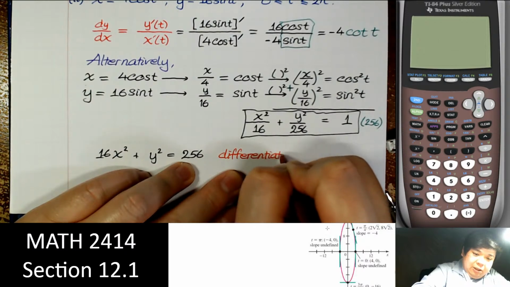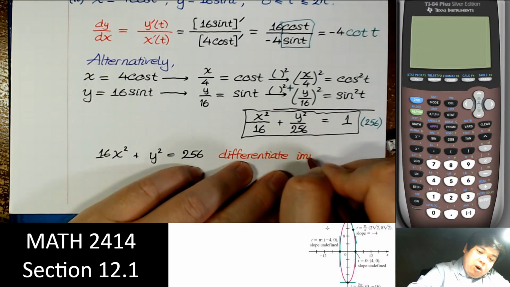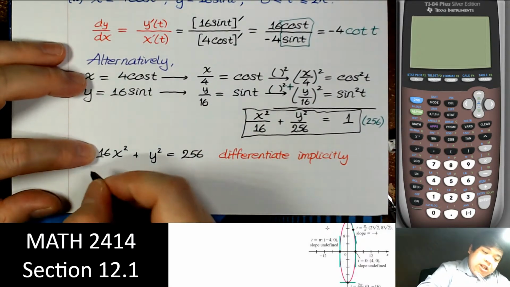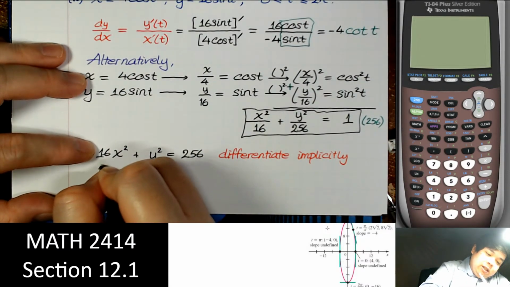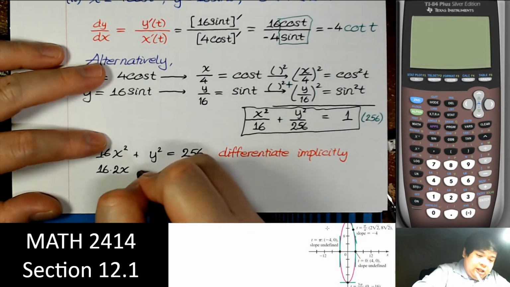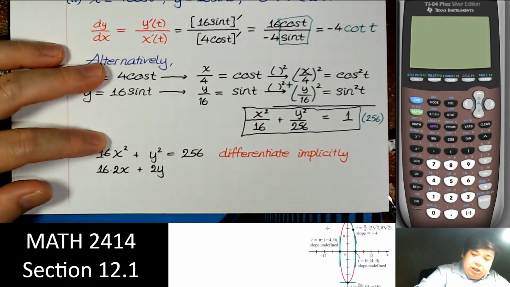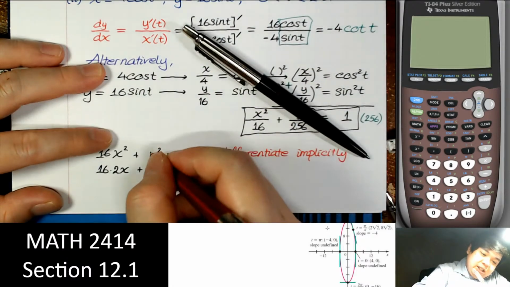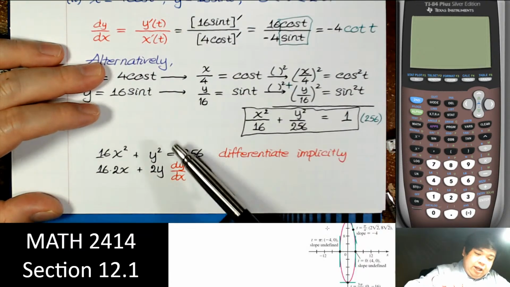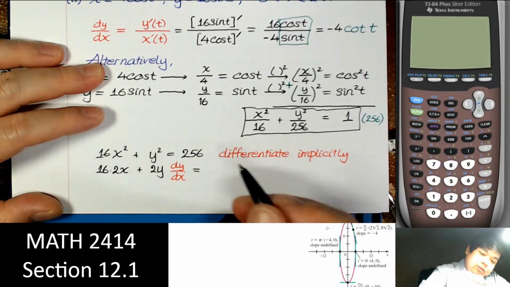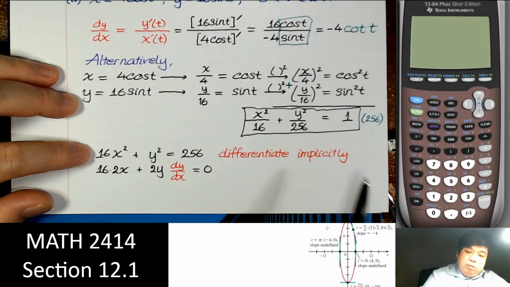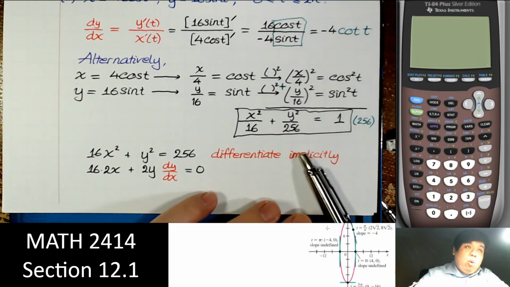Differentiate implicitly. Derivative of 16x squared, x squared is 2x, and derivative of y squared is 2y, but because y is a function of x, we have dy over dx. And derivative of 256, 0. So take derivative implicitly where y is a function of x.